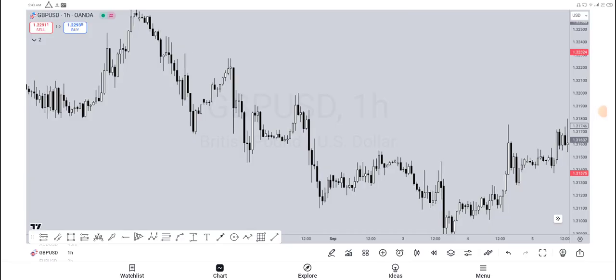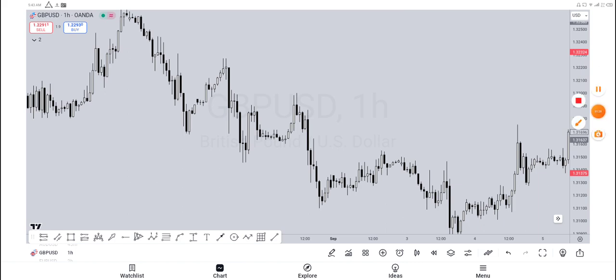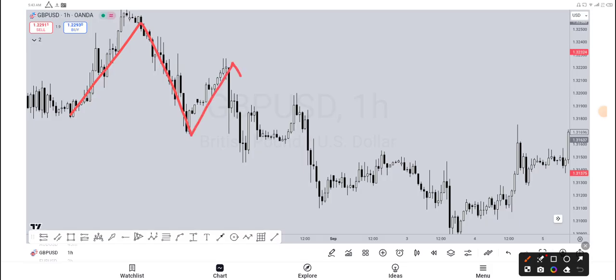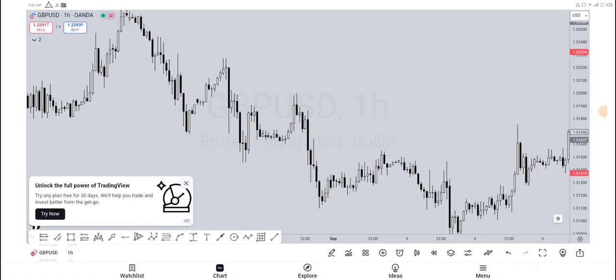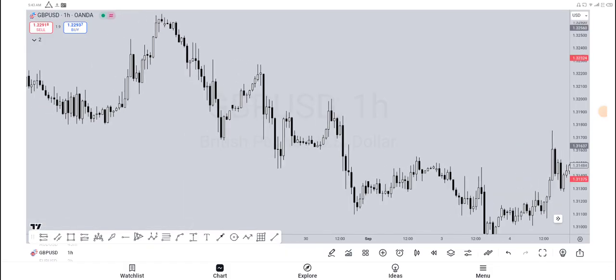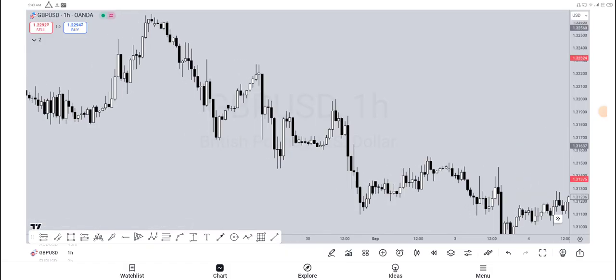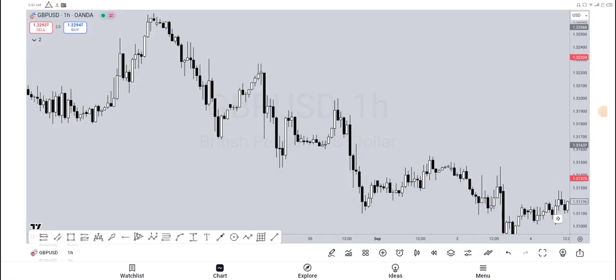And if you notice, you can see the market is making lower high, lower low, lower high, lower low, lower high, lower low, lower high, lower low. It's going down. Now, what do we do? We want to be selling at the lower high, but then we want to be able to predict this lower high.